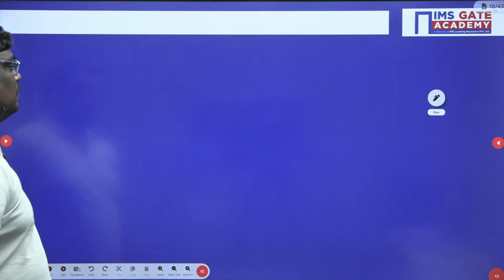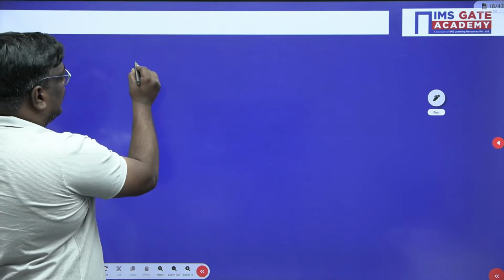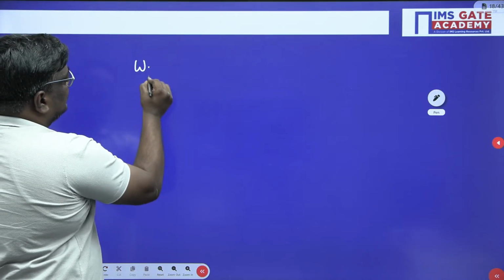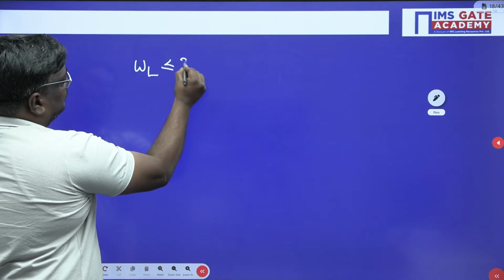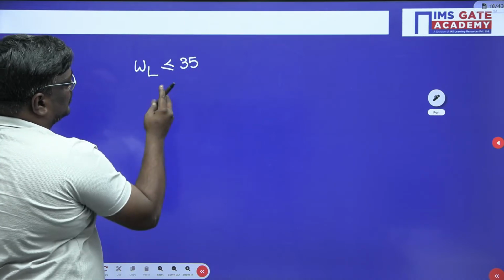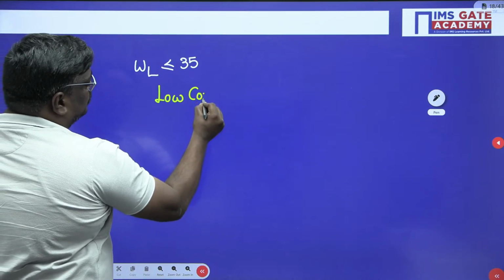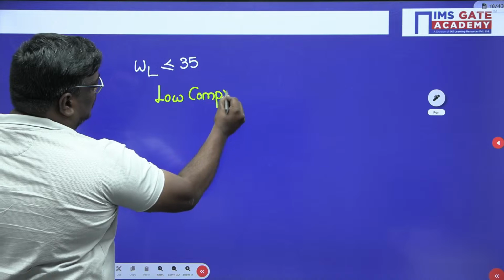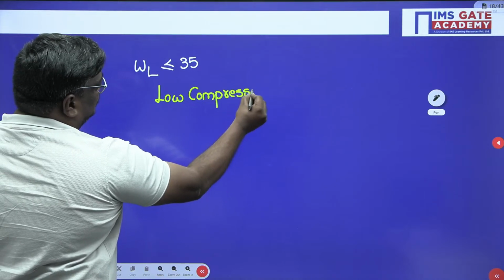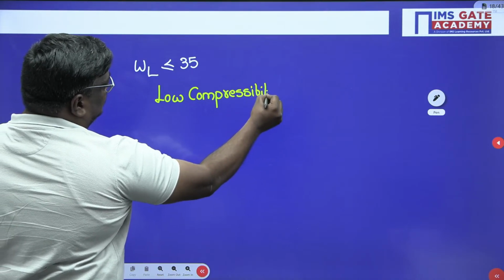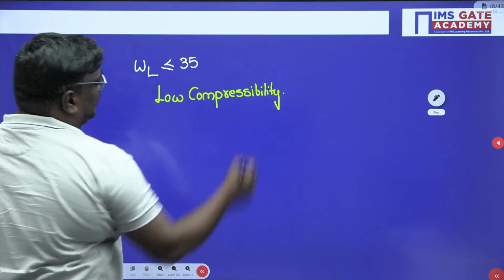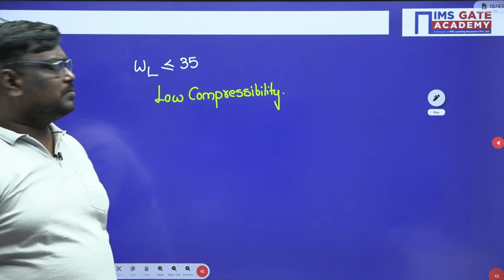Now let me tell you one more thing, students. If the liquid limit is less than or equal to 35, we call the soils low compressible. Why am I telling you this? Because to have an idea on the plasticity chart, this is very important, students. When the liquid limit is less than or equal to 35, we call it low compressibility.